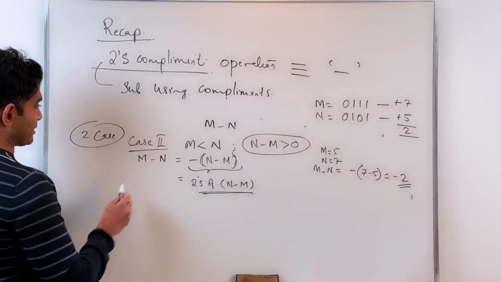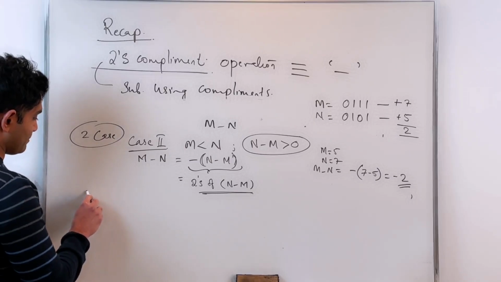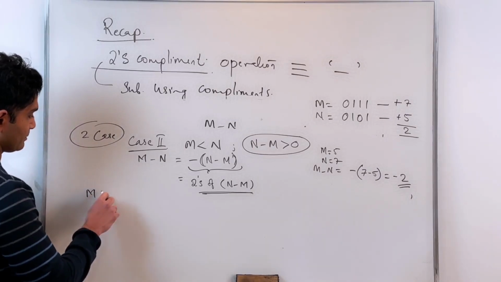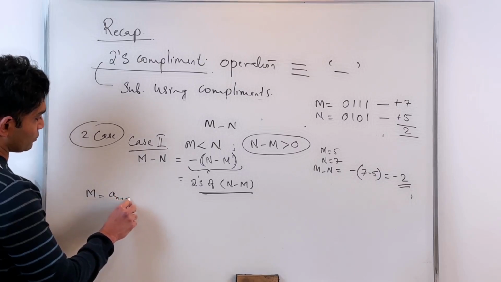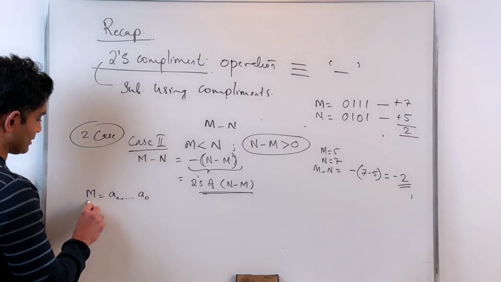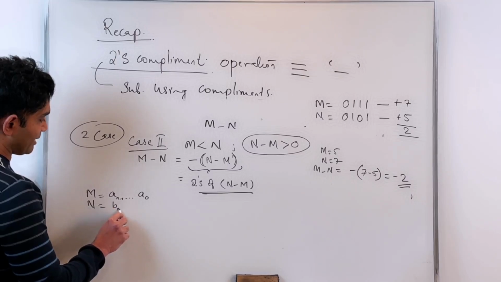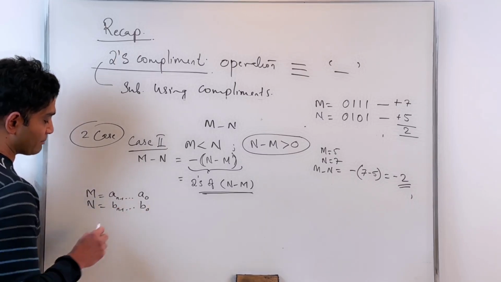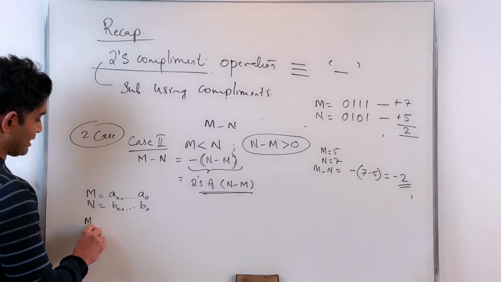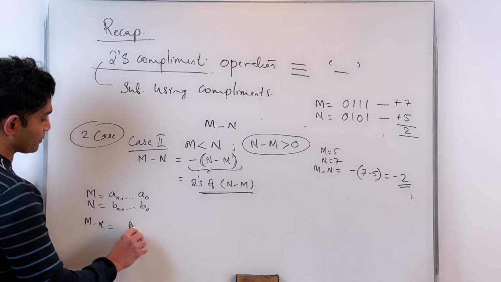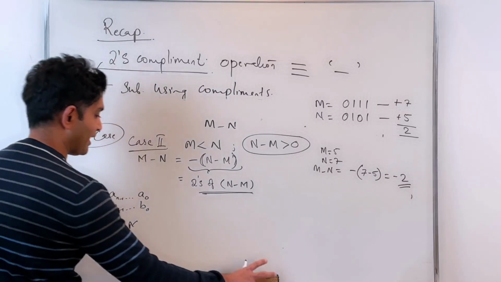Now let's do the same thing with the 2's complement approach. Now m again is a(n-1), so on to a0, that's an n-bit number. N is b(n-1), so on to b0, another n-bit number. So m minus n, exactly the same thing. I do m plus the 2's complement of n.